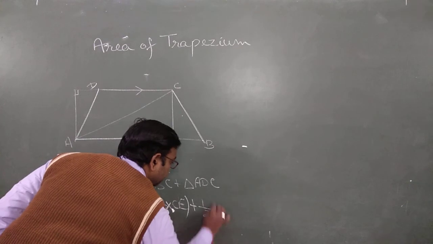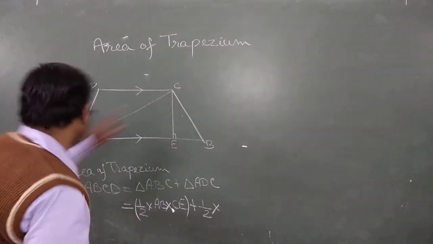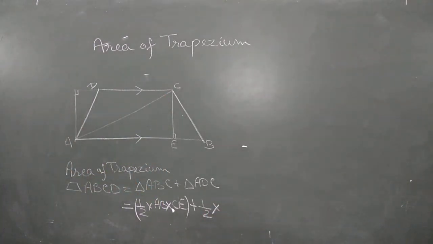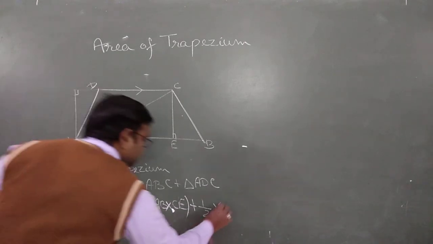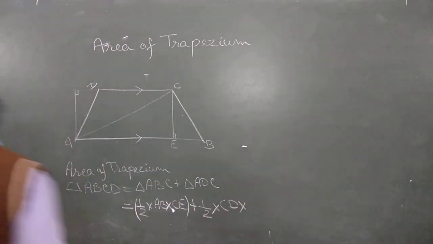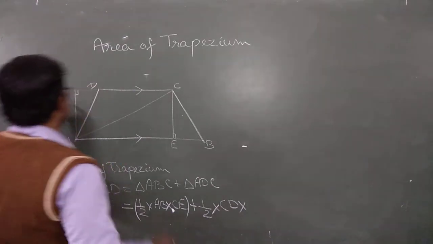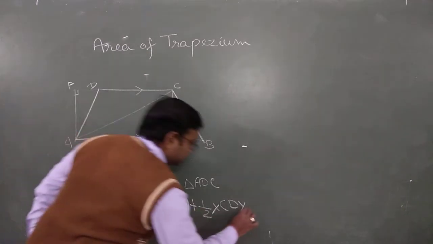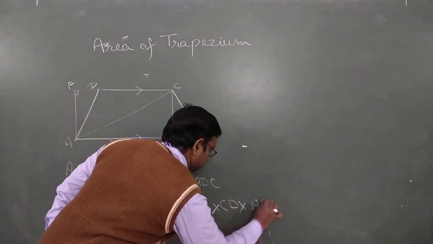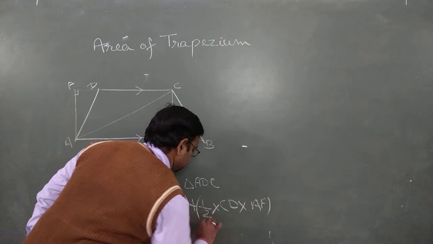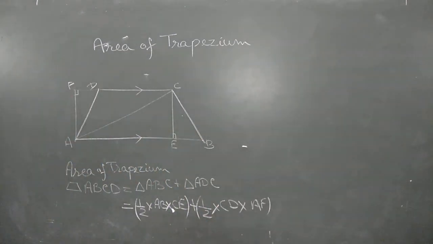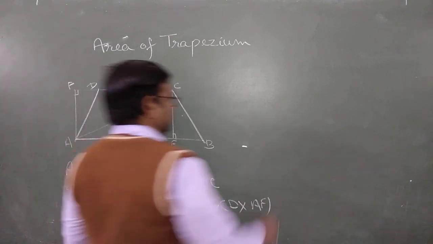Now what is the area of triangle ADC? It's half of the base. The corresponding base is CD, into this height. Give it a name F, AF. Clear? CD into AF.